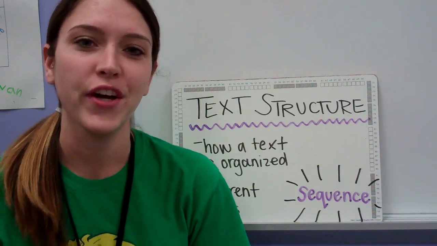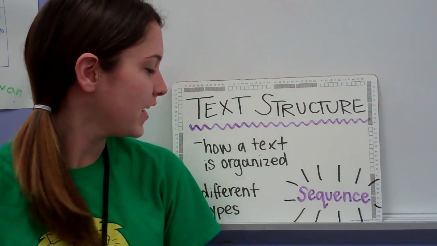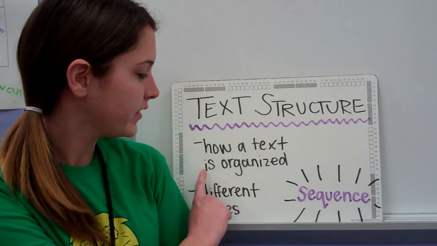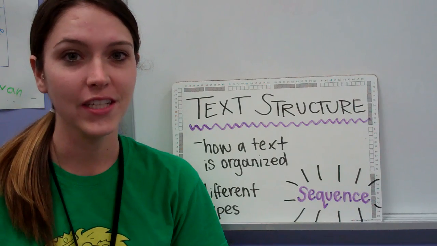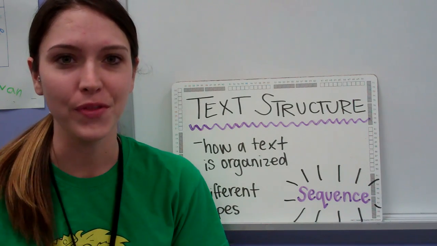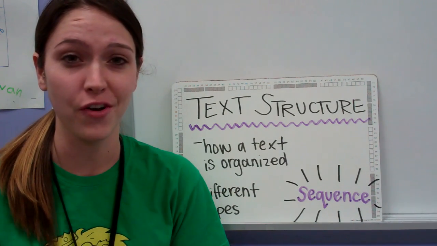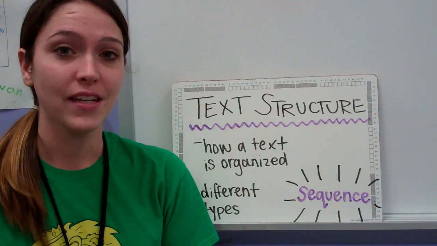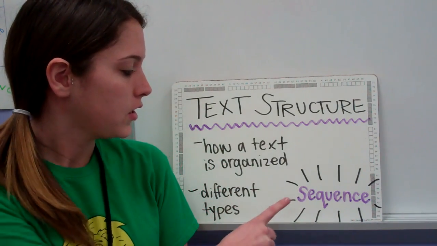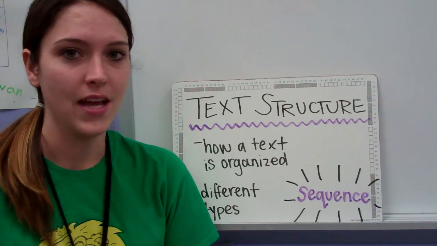Today we're going to be talking about text structure. Text structure is how a text is organized, how the information is presented to the reader. This is a choice that's made by the author when they're writing whatever it is that we're later on reading. They can organize the information in many different ways. And today we're going to talk about the sequence text structure.